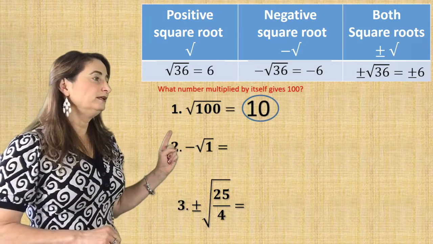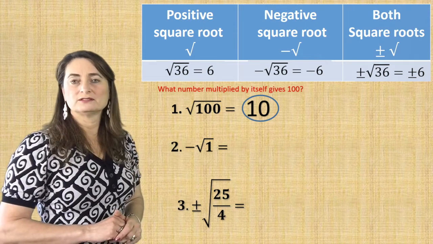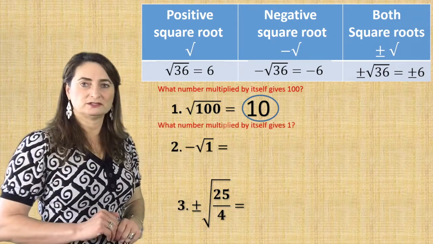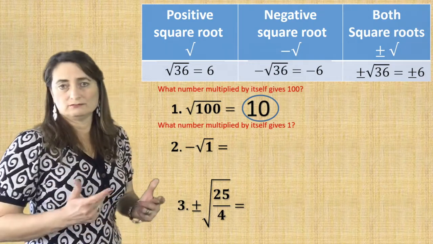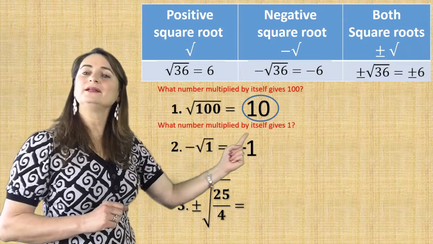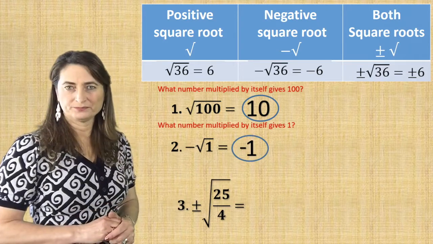Now I need the negative square root of 1. So now I just need the negative answer. What number multiplied by itself gives you 1? 1 times 1. So the answer is 1, but I need the negative of it, so negative 1.